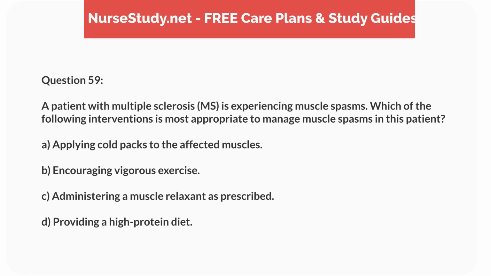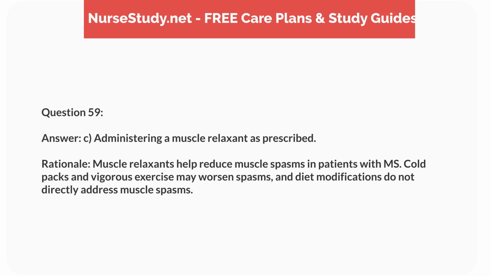Question 59. A patient with multiple sclerosis, MS, is experiencing muscle spasms. Which of the following interventions is most appropriate to manage muscle spasms in this patient? A. Applying cold packs to the affected muscles. B. Encouraging vigorous exercise. C. Administering a muscle relaxant as prescribed. D. Providing a high-protein diet.